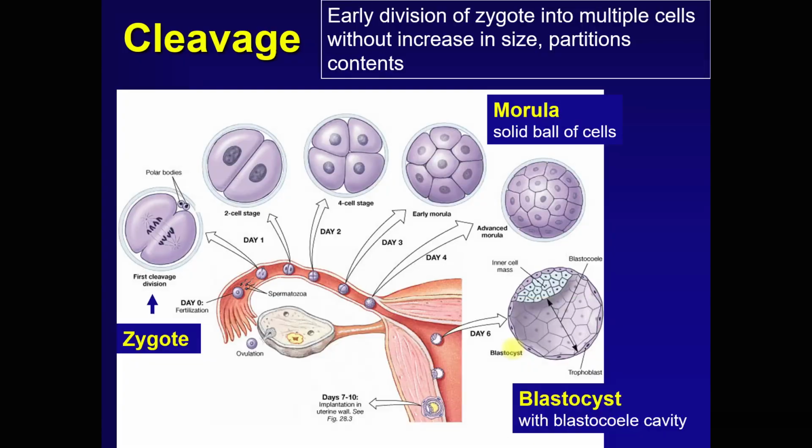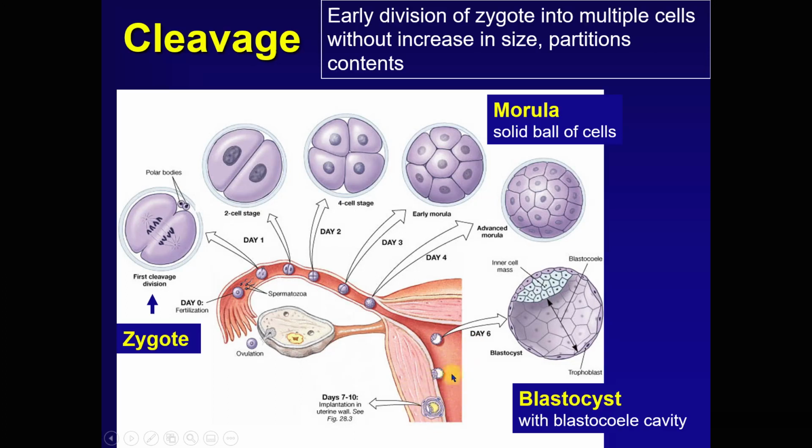Alright, so a quick recap here. After oogenesis, fertilization, the cleavage starts here, where we get the blastocyst. Now this is the blastocyst, which normally forms on the 6th day after fertilization. So fertilization is on the 0th day. After cleavage will be implantation, as you can see here.